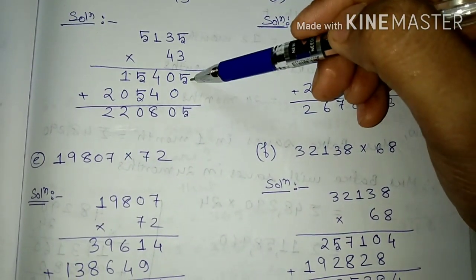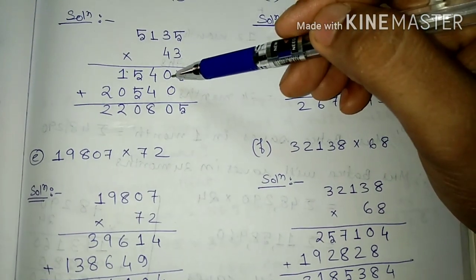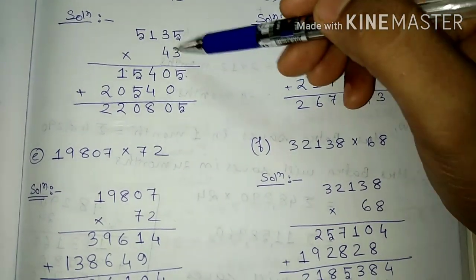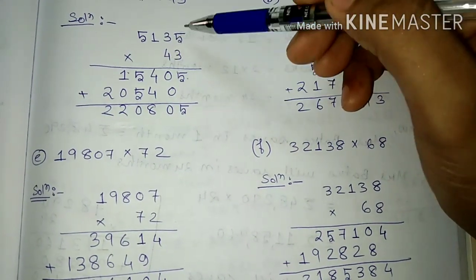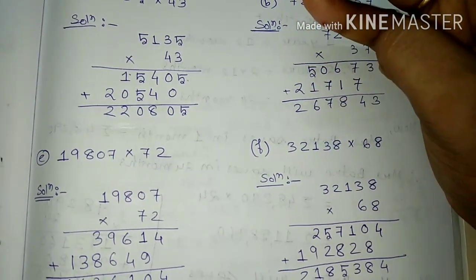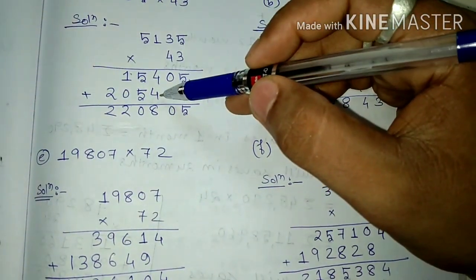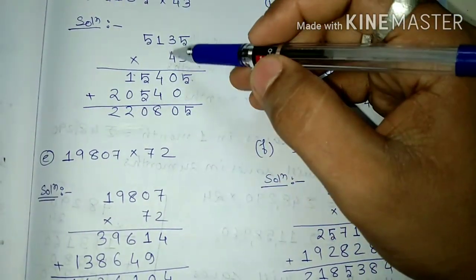3 5s are 15, 3 3s are 9, with 1 you will get 10, again you will get 1. 3 1s are 3 plus 1 is 4, 3 5s are 15, 4 5s are 20, and here are 2. 4 3s are 12, 12 plus 2 is 14, in your hand 1. 4 1s are 4, 4 plus 1 is 5, 4 5s are 20.